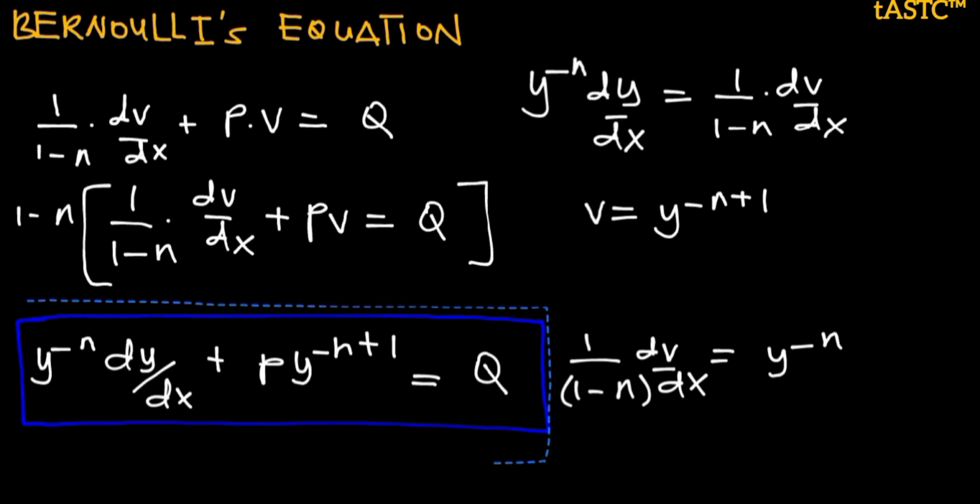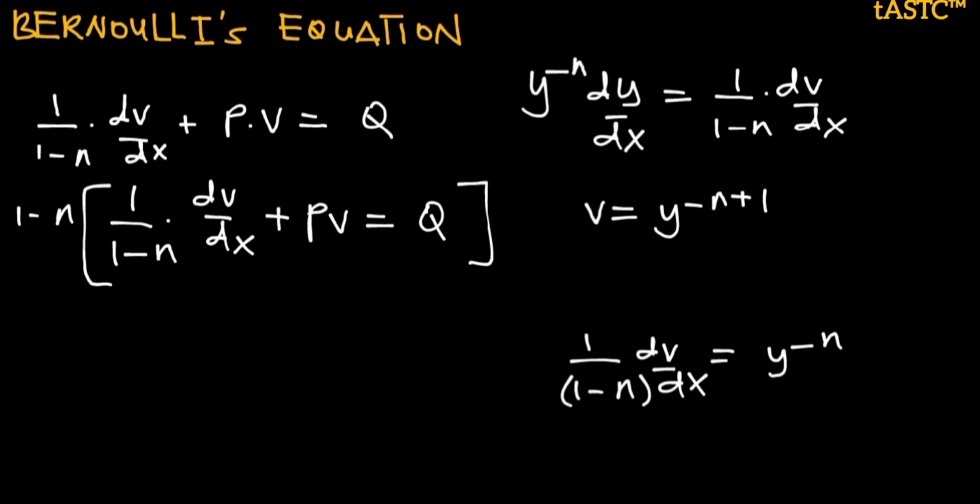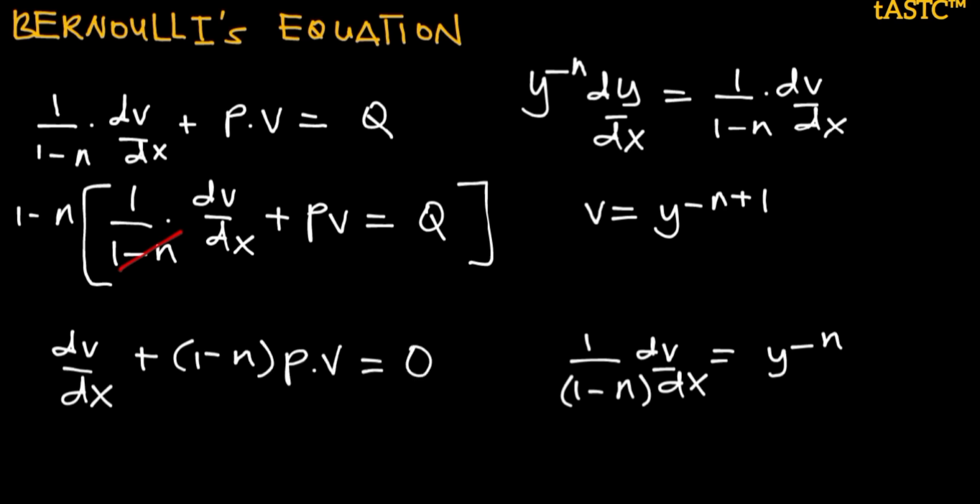So I'm going to take this out now. Now this is going to cancel this for this part. So this gets cancelled, and we would have a dv dx, and on this other side we're going to have a 1 minus n multiplied by pv. So I need to rewrite that: 1 minus n multiplied by pv. This will be equal to 1 minus n multiplied by q. That is what we're going to have.